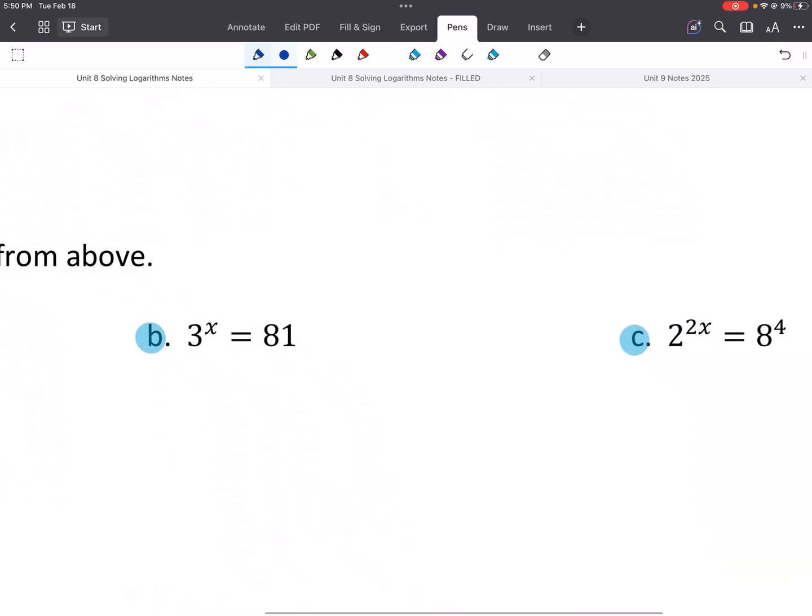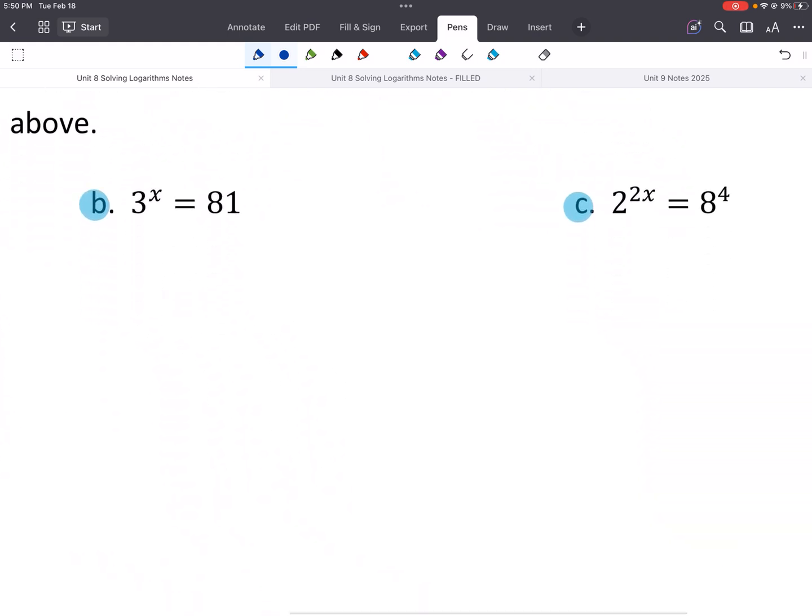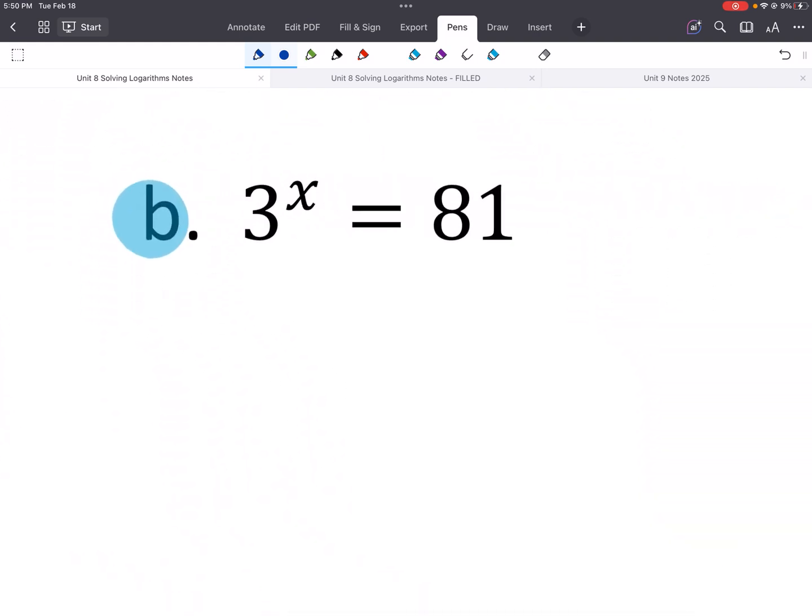So we're going to do B and C. Looking at B, we have a base of 3. That can't be changed at all, right? There's nothing else that we could reduce that to. But with the 81, could we rewrite that as 3 to some power? Again, we're basically saying 3 to what power is 81. We've done that before. This would be 4, because 3 to the 4th is 81. So now we have a common base. That means that x has to be 4.